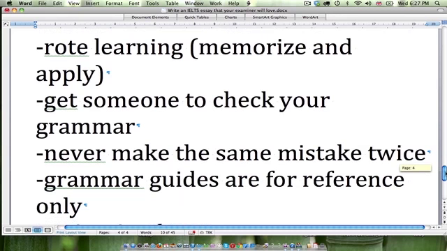A much better strategy is just to look at Band 9 essays and look at the grammar forms that you see in them and then replicate those in your own essays. Okay, so grammar guides are for reference only. Okay, so that's all I have to say for today about that.